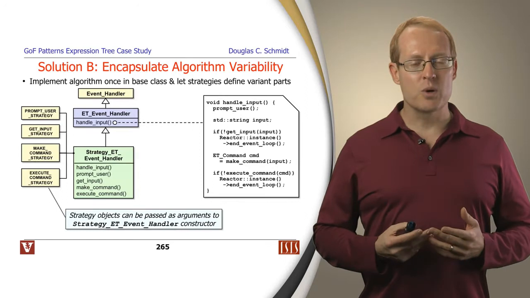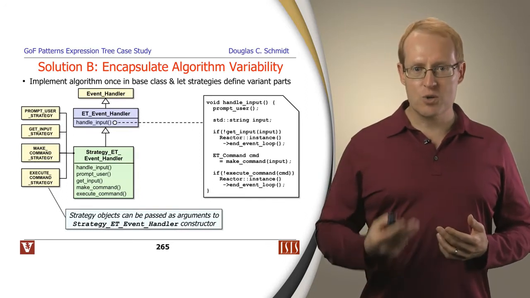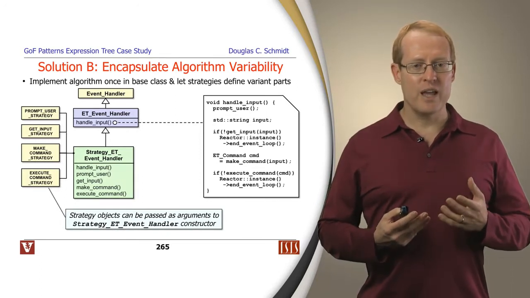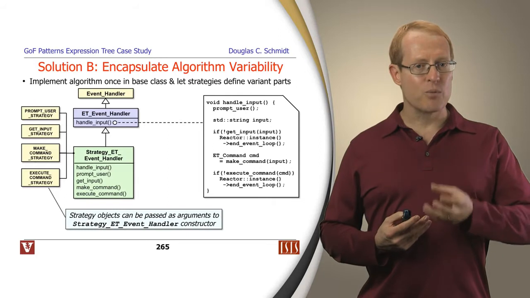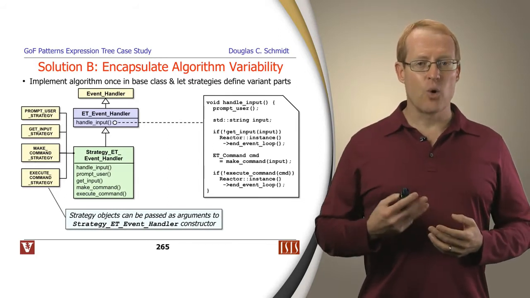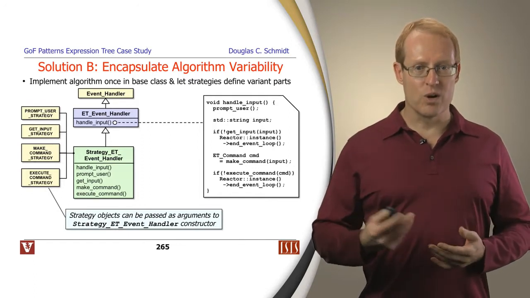But things get a lot more different from here on out. What we're going to do is we're going to inherit a single class from ET event handler, and we're going to call it the strategy ET event handler. And what this class is going to do is it's going to have strategy objects that will be composed into an instance of this class in order to control the various steps that the algorithm takes when it is run.